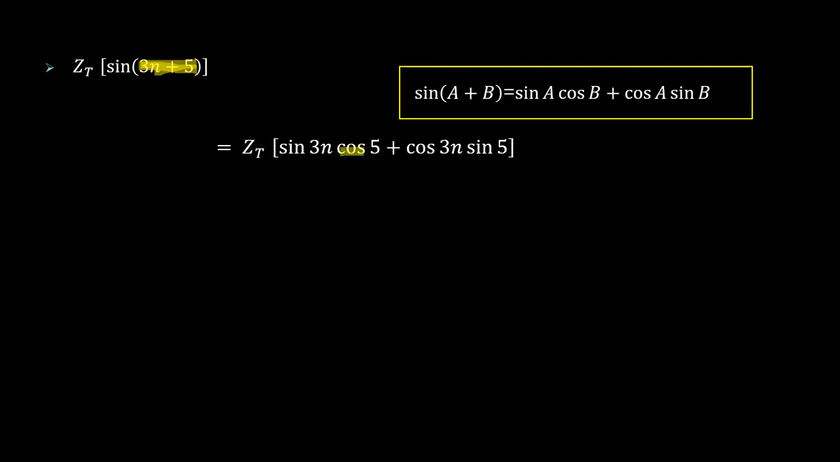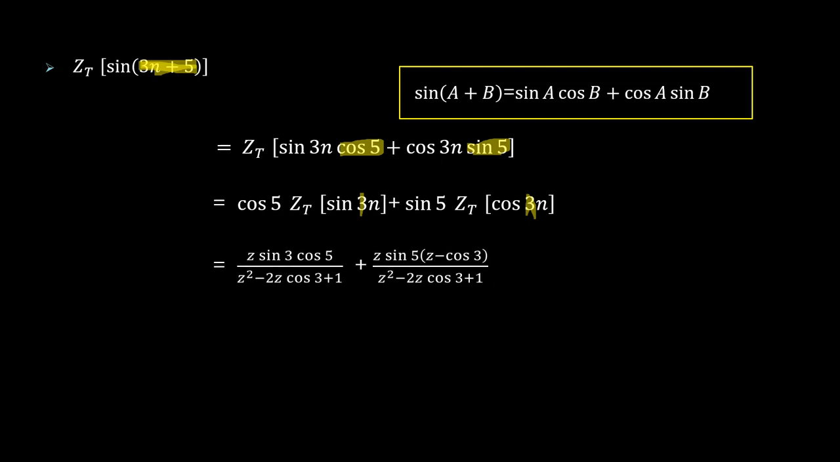Just observe here, cos 5 and sin 5 are the constant terms. Take them out from the z transform. So it becomes cos 5 into z transform of sin 3n plus sin 5 into z transform of cos 3n. Again, you know the z transform of sin n theta and cos n theta, correct? So what is theta here? 3. Apply the z transform formula of sin n theta and cos n theta.